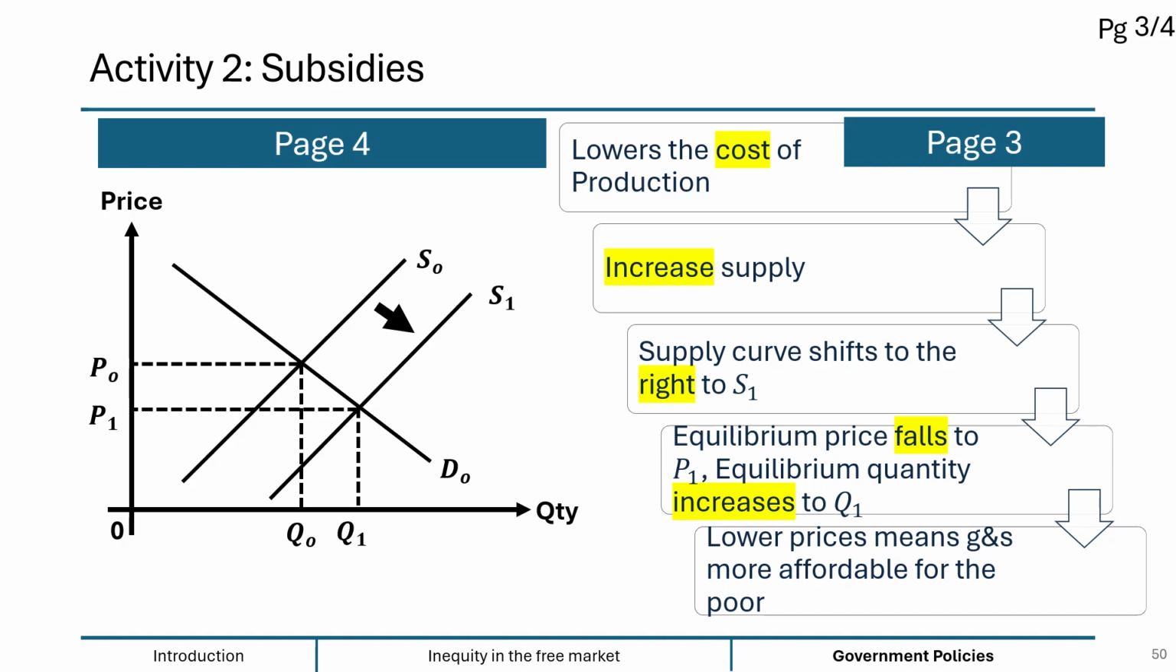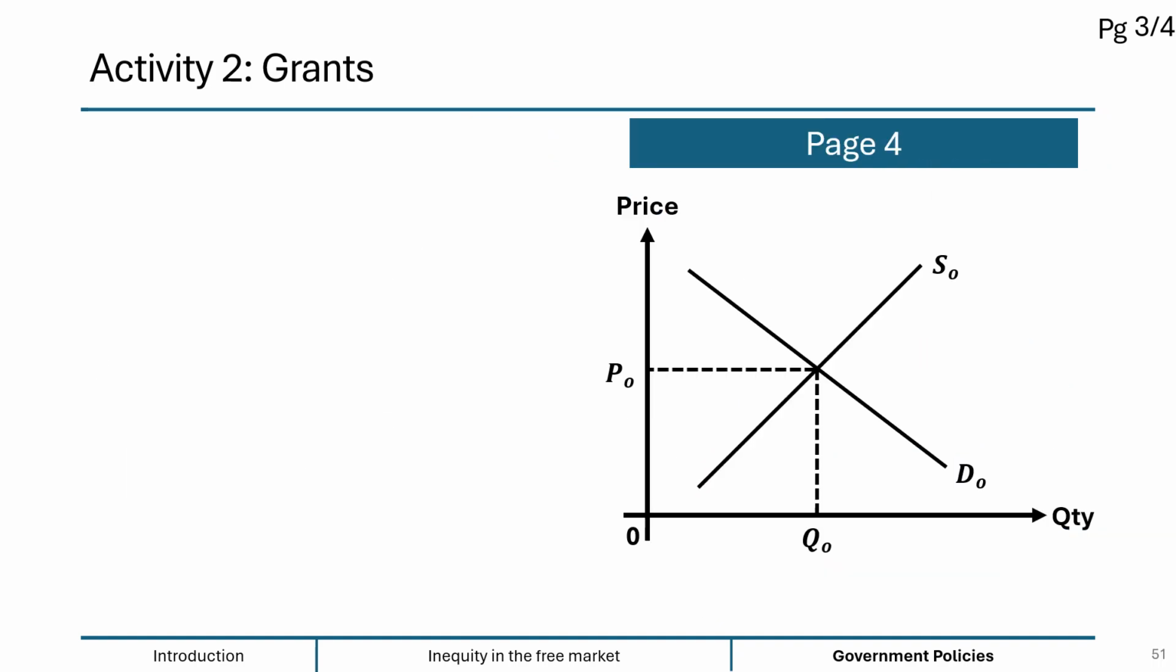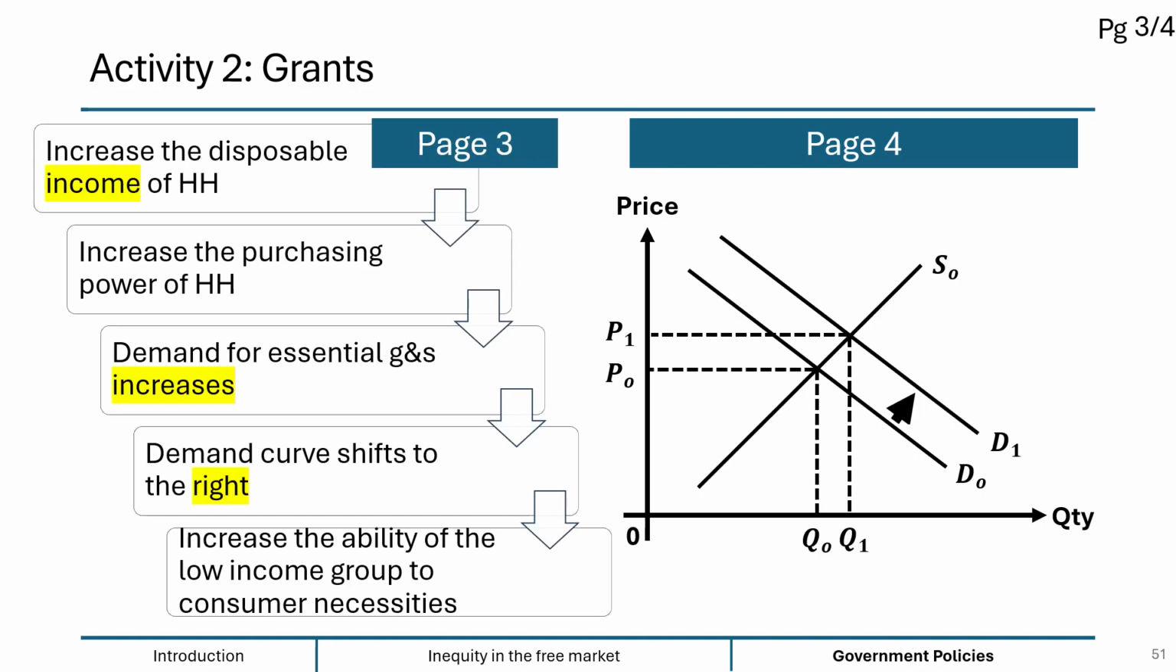Okay, let's move on. What about grants? Grants are given to consumers. So does the demand shift or the supply shift? The demand shifts? The supply shift? No, the demand shifts. And why does the demand shift?